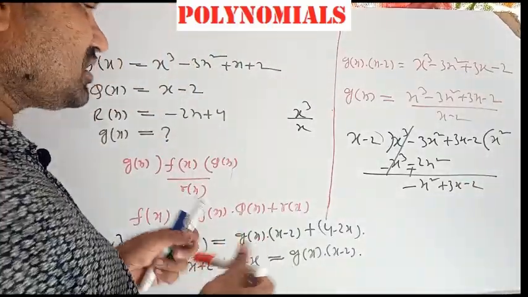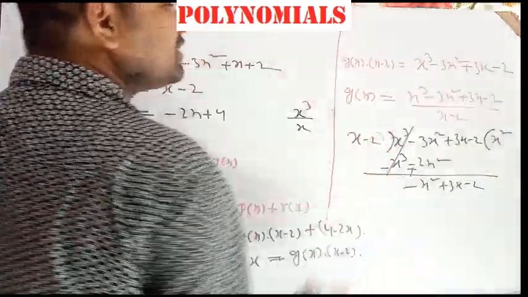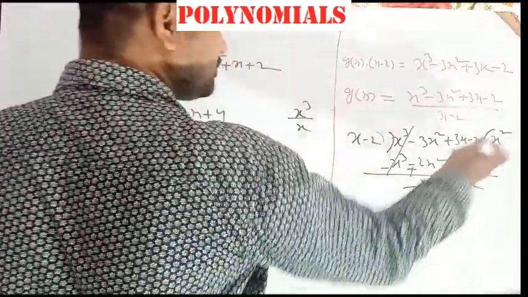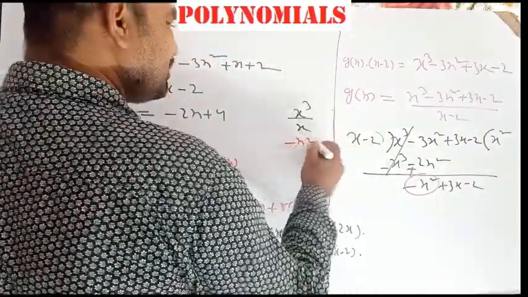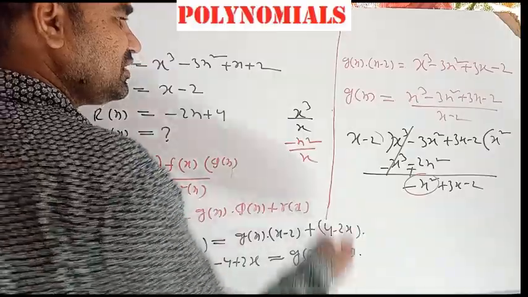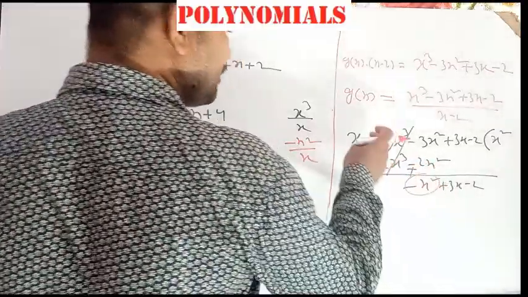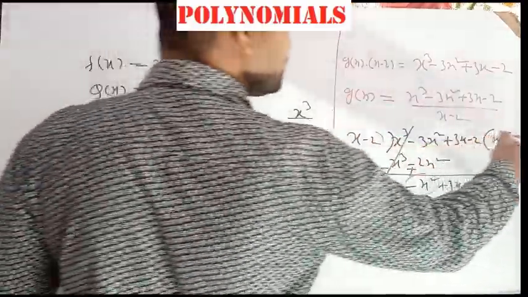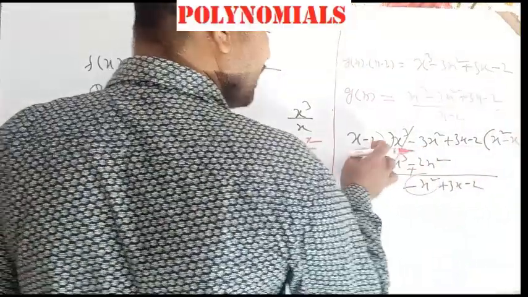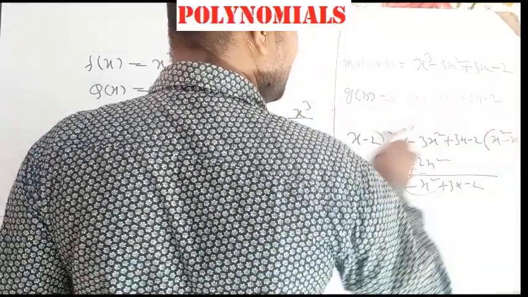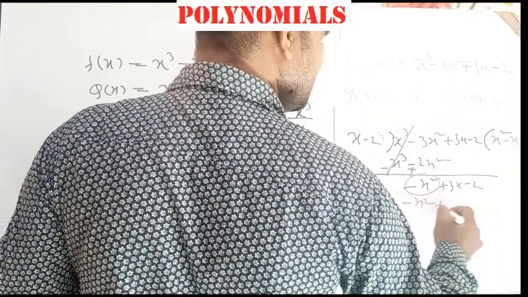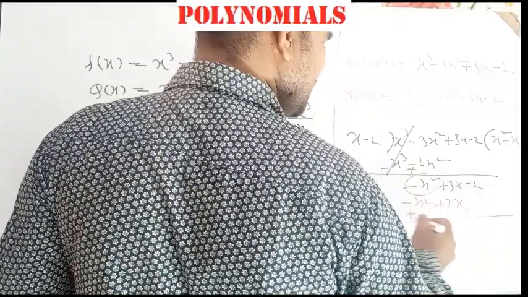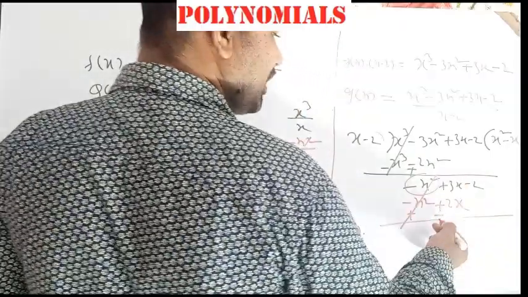See, our division process is not completed because this is second degree and the divisor is first degree. So the next term of the quotient is first term of the dividend by first term of the divisor, that is minus x. Now x minus 2 should multiply with minus x: minus x square plus 2x. Subtraction, cancel these two, minus 2x plus 3x gives x, minus 2.